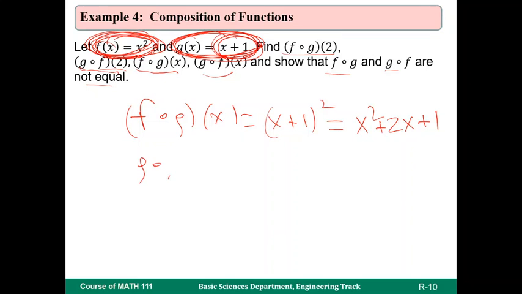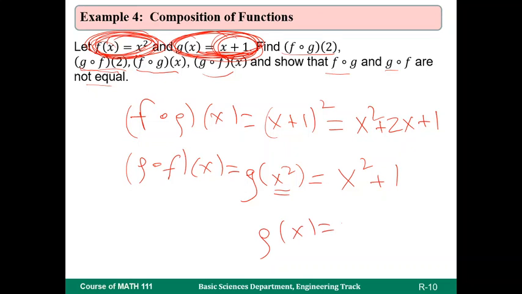Now g of f of x. F of x is what? This is x squared. So then g(x) is x plus 1, so it will be x squared plus 1. Right? You put here g(x) is x plus 1, and you write g of x squared as x squared plus 1. Change x with x squared, you do the same thing on the side. So you get this one.